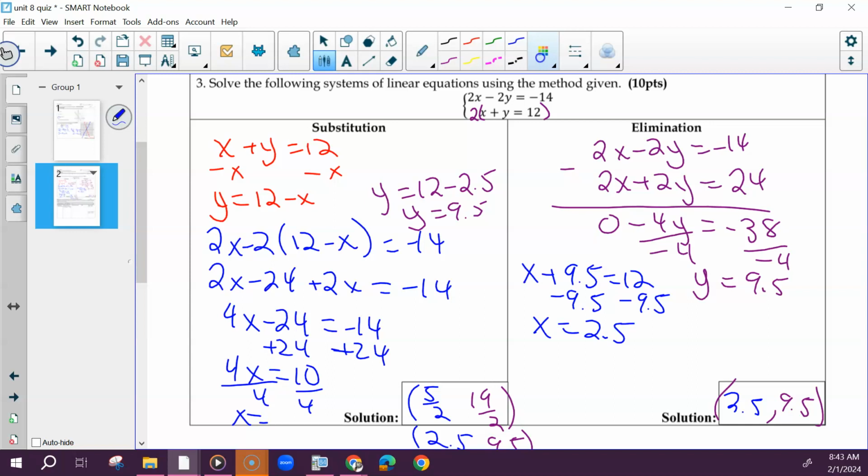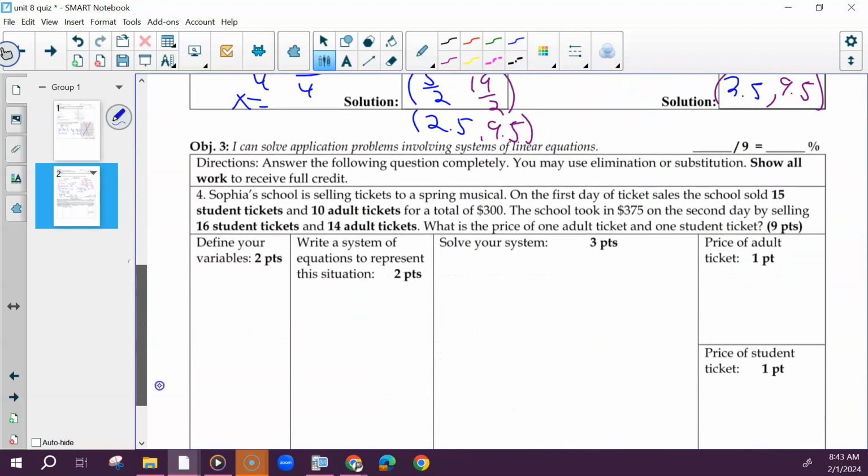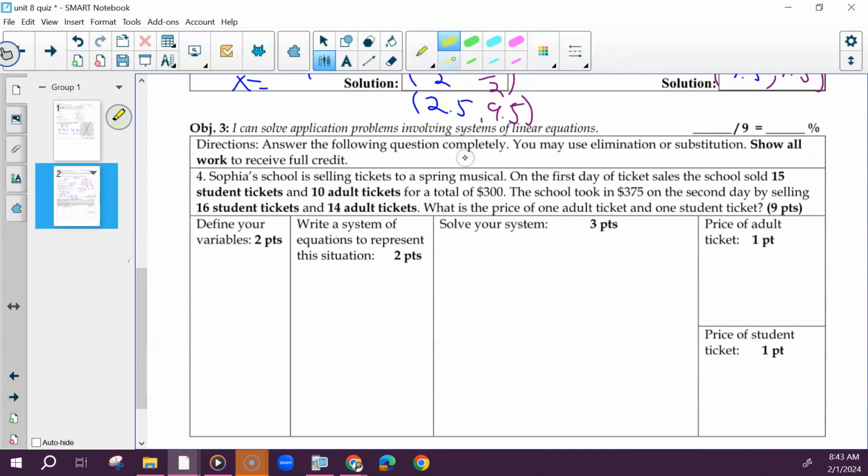The word problem, I feel like most of us did fine there. It was really this that gave us difficulty. But there were some issues with the word problems. So, I highlight the important pieces of it. I'm not going to read it. Some of the bolded information was your important information. The 15 student tickets, the 16 student tickets, the 10 adult tickets, the 14 adult tickets, and then you have your totals, 300 and 375. And then the question asked, what is the price of one adult ticket and one student ticket?